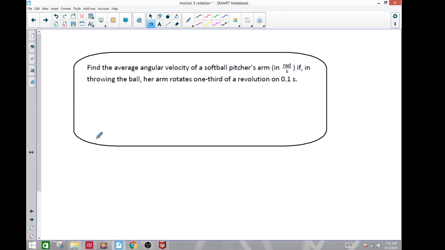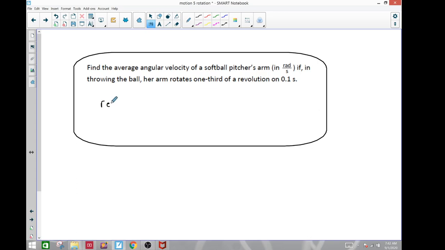Find the average angular velocity of a softball pitcher's arm in radians per second if, in throwing the ball, her arm rotates 1/3 of a revolution around in 0.1 seconds. In this case, let's try it out. You should be able to try it on your own. This is a good example, so always pause it here.